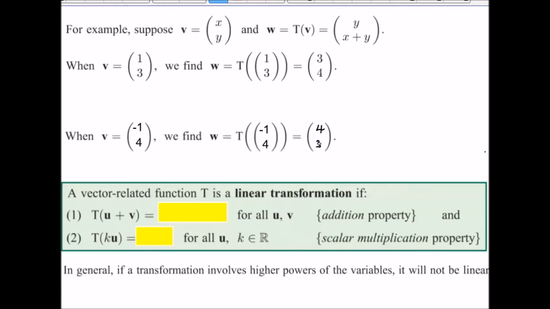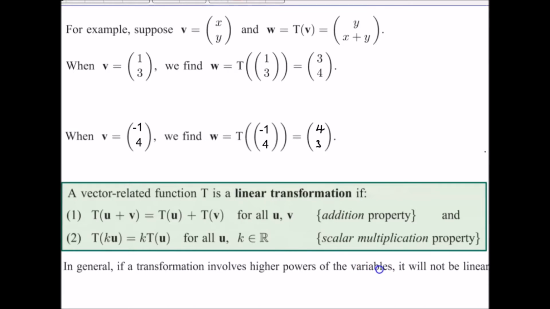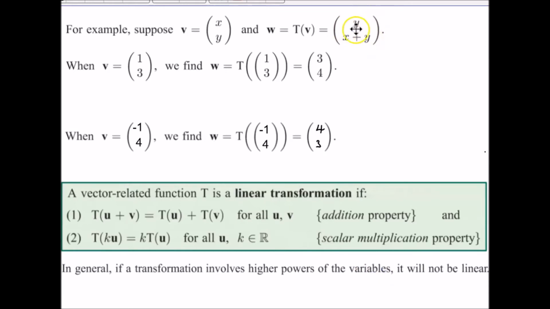Now, these are linear transformations if they satisfy two properties, the addition property. So if I transform u plus v, so I'm adding the two vectors first and then transforming, that is the same as the individual transformations summed. Likewise, if I were to transform a multiple of u, that would be the same as my multiple of the transformed version of u. That would imply we have linear transformations.